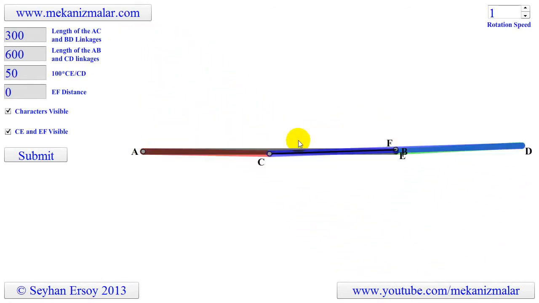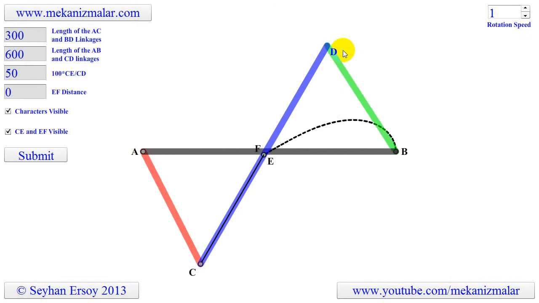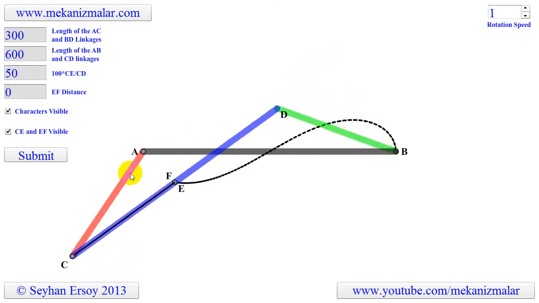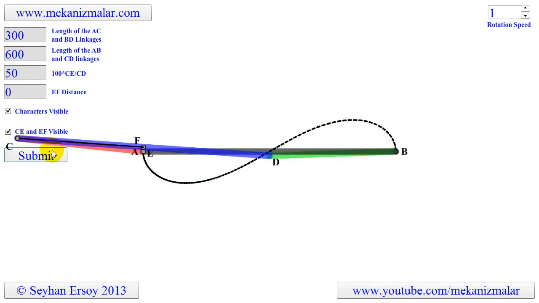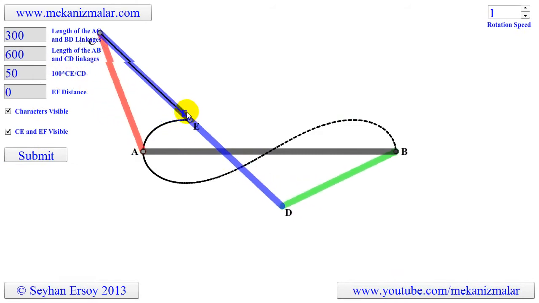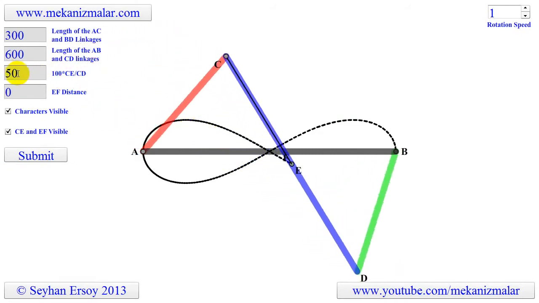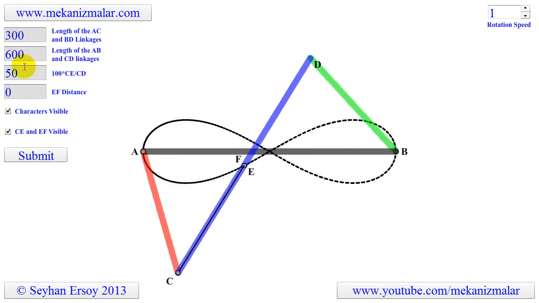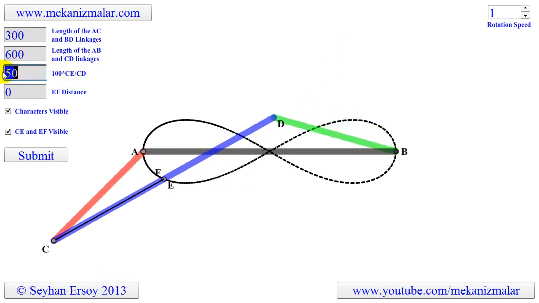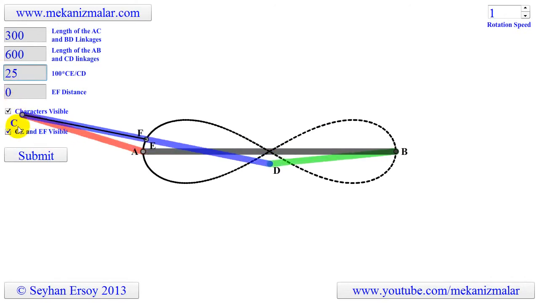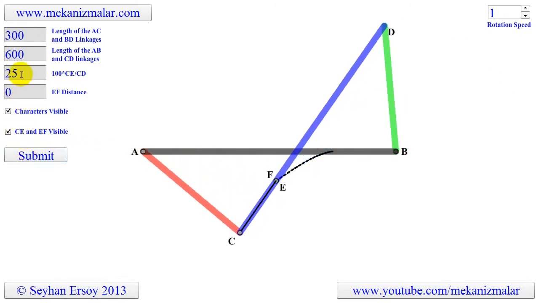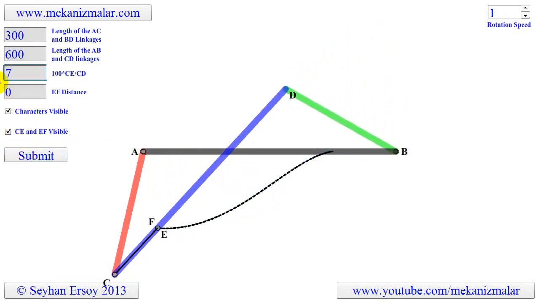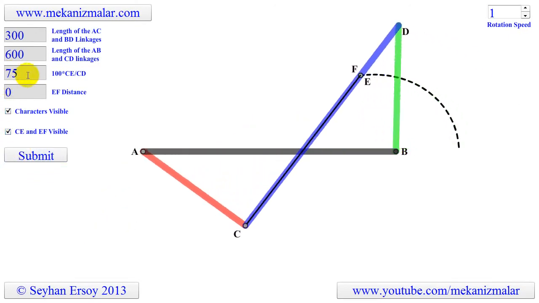The characters A, B, C and D represent joint points of the linkages. The location of the character E can be changed as percentage of CD by using one of the input boxes shown here. Note that 50% represents the middle point, while smaller number brings E closer to C, while the larger number takes E closer to D. You may also use negative percentages.